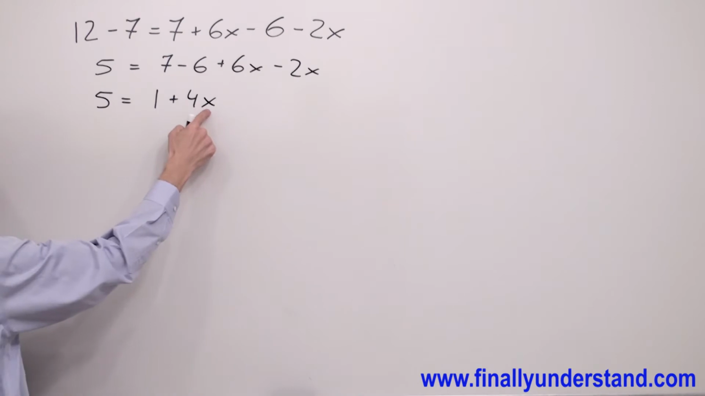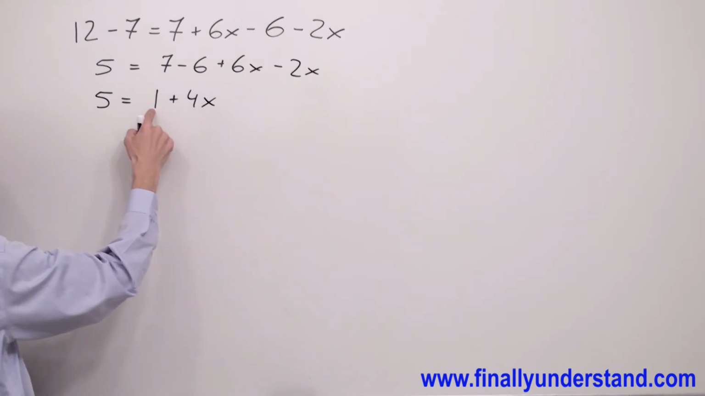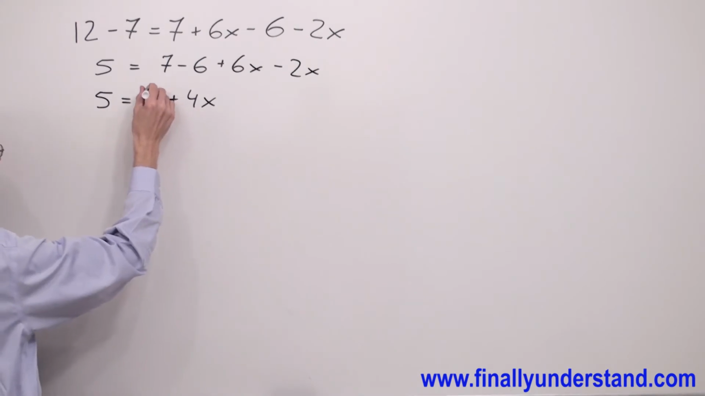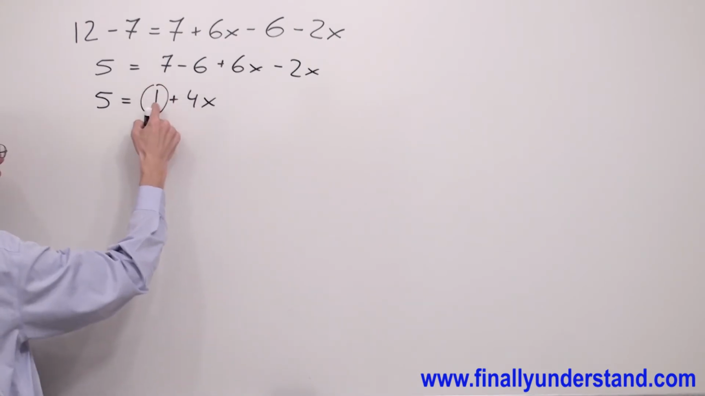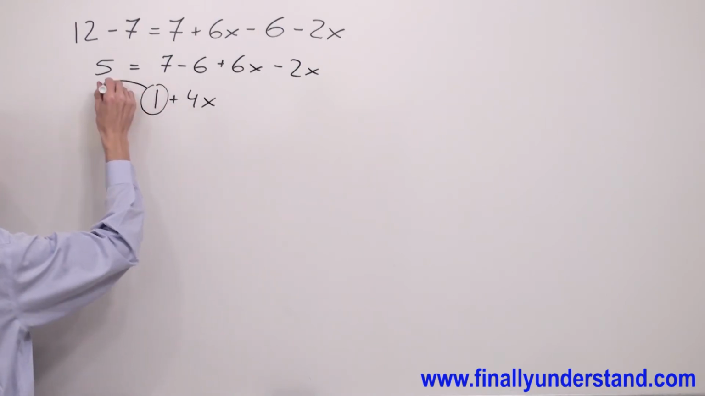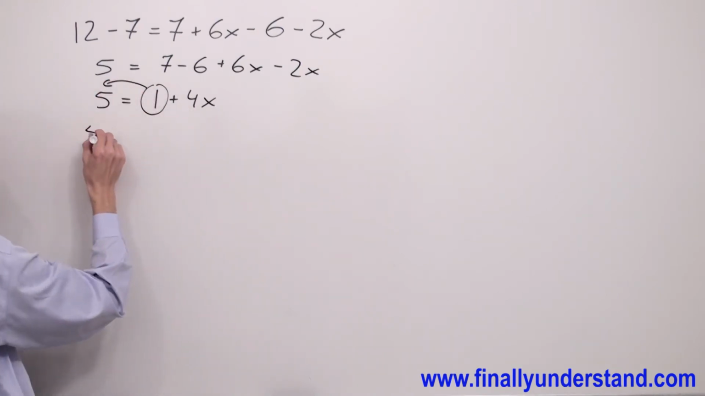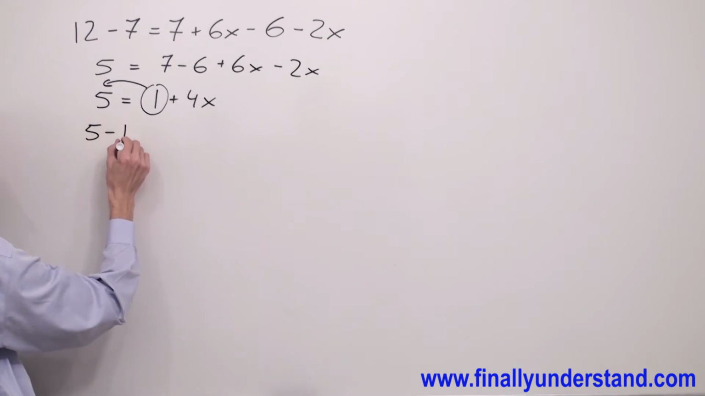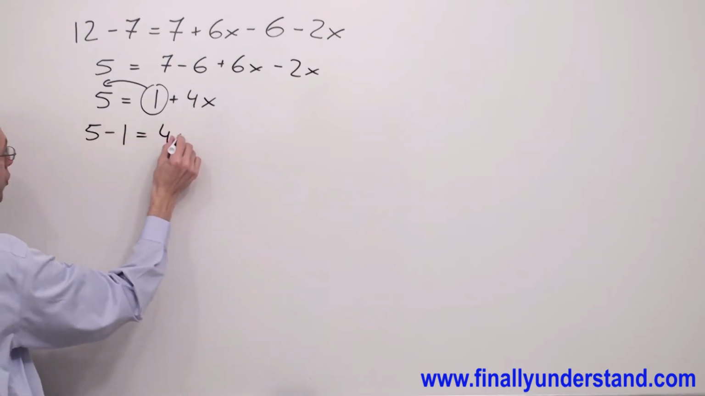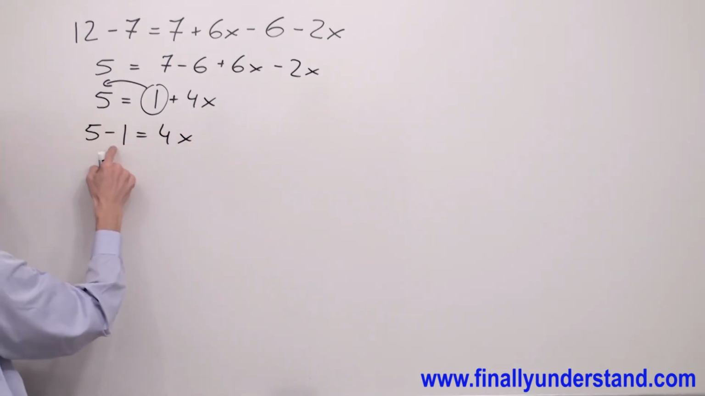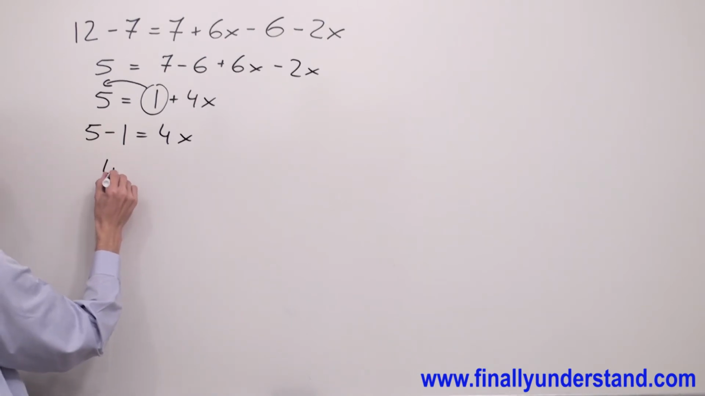In order to find x, I have to move this 1 to the other side of the equation. Why? Because this 1 doesn't have x next to itself. Okay, so I'm going to have 5 minus 1 equals 4x. 5 minus 1 is equal to 4.